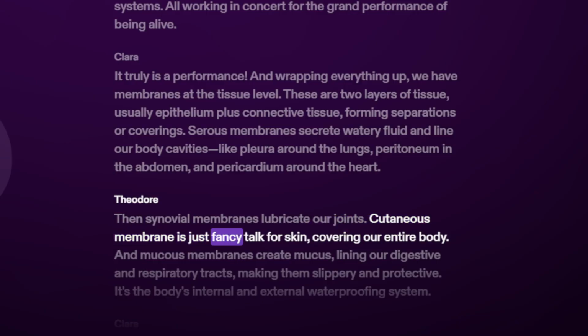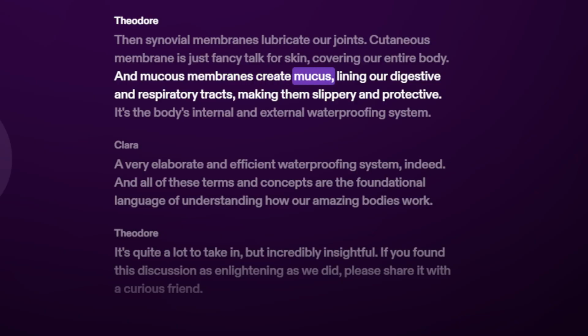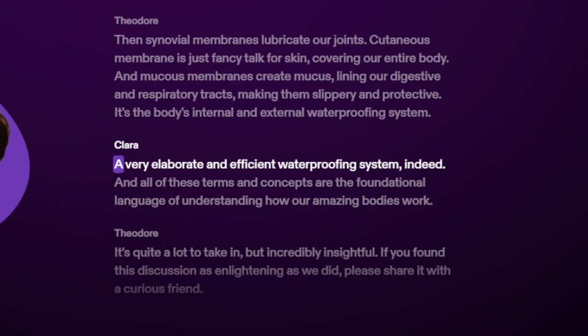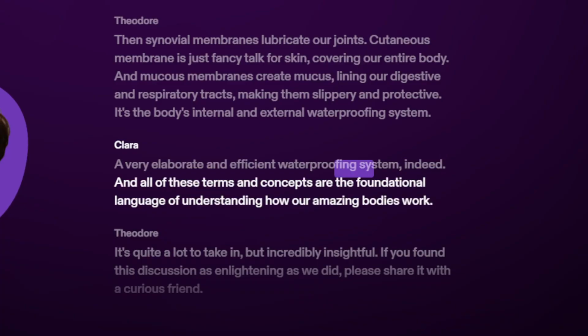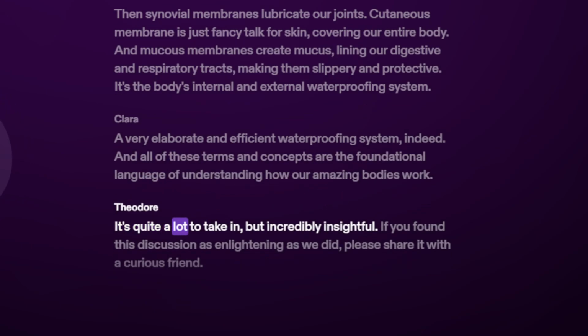Cutaneous membrane is just fancy talk for skin, covering our entire body. And mucous membranes create mucus, lining our digestive and respiratory tracts, making them slippery and protective. It's the body's internal and external waterproofing system. A very elaborate and efficient waterproofing system indeed. And all of these terms and concepts are the foundational language of understanding how our amazing bodies work. It's quite a lot to take in, but incredibly insightful.